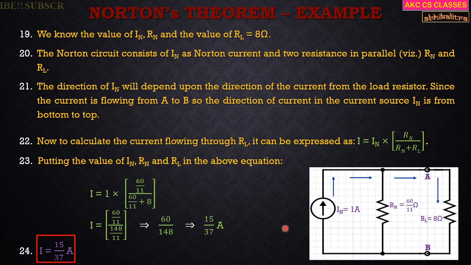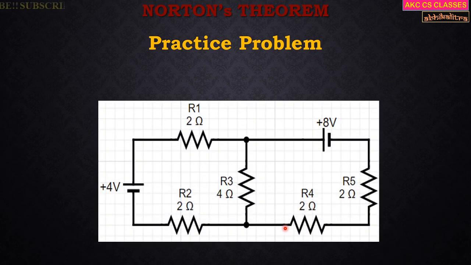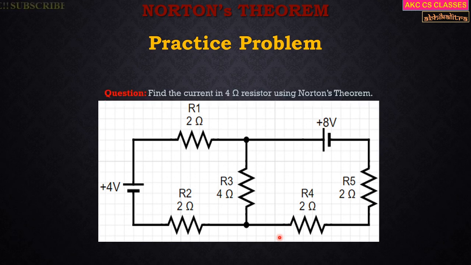So now I will be giving a practice problem as an exercise. The practice problem is this circuit. This circuit is again the same circuit as we have considered in the Thevenin's theorem lecture. So the question again is the same: find the current in the 4 ohm resistor using Norton's theorem.